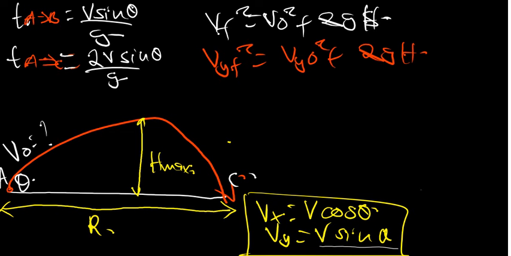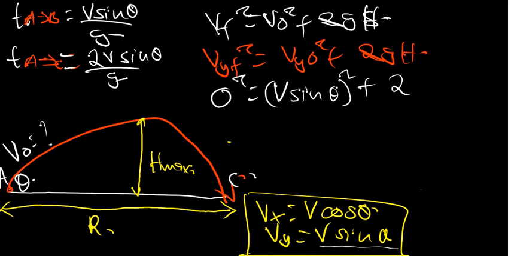Okay. So now this part here is going to give us 0. So we're going to have 0 squared equal to this Vy, which is V sine theta. So we put V sine theta, but it is squared, so we have to square it. Plus 2 times G, and the G value is going to be negative, times H.